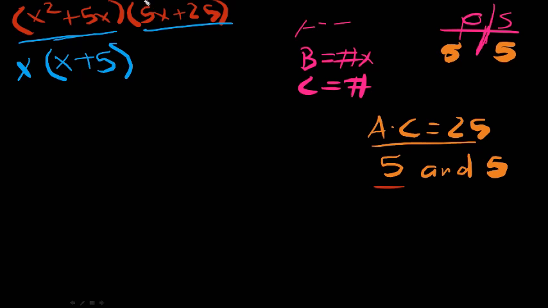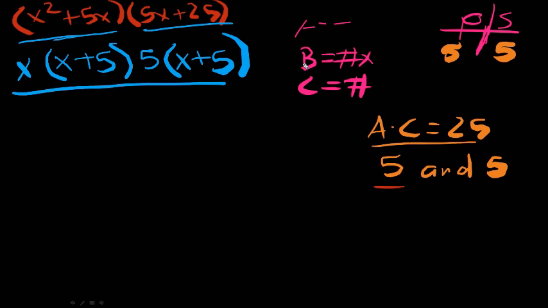And then we look over here. 5x and 25. Right here, the GCF for this one would be 5. We can take a 5 out, and that leaves us with x plus 5. That would be the GCF. If you multiply 5 times x plus 5, that would equal 5x plus 25. And yeah, so now we have this right here.